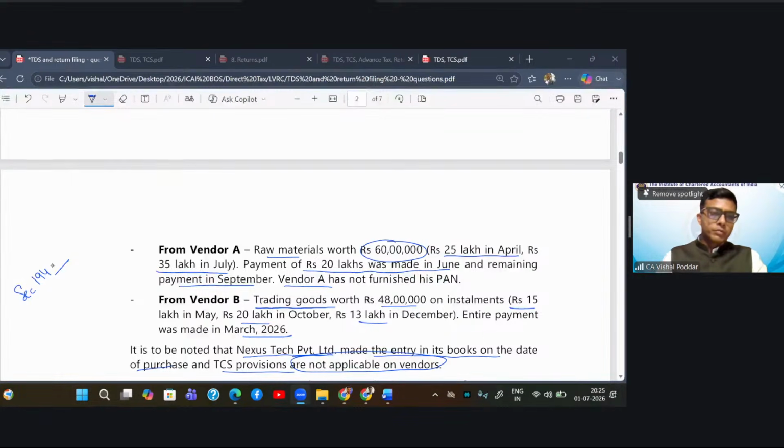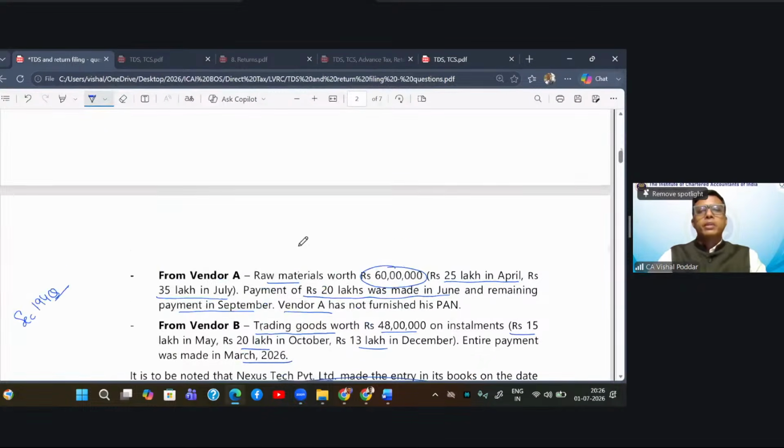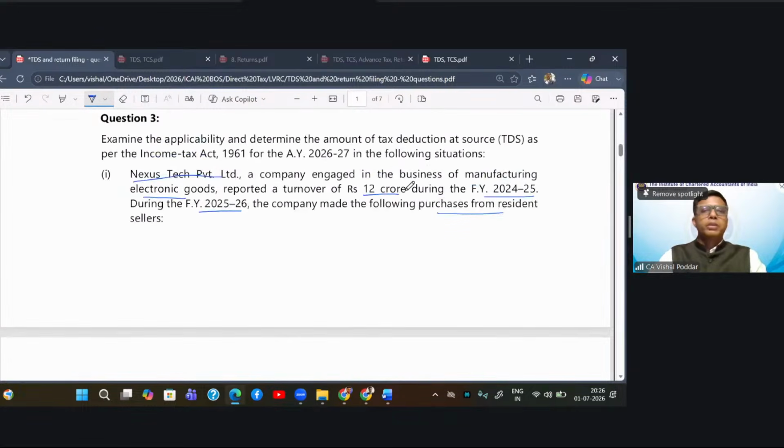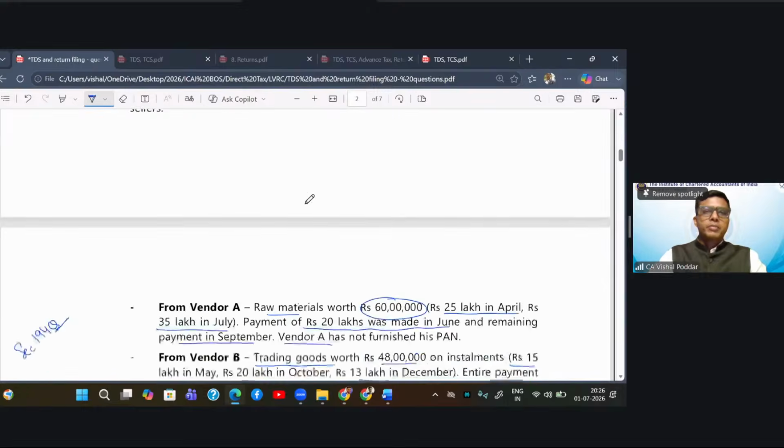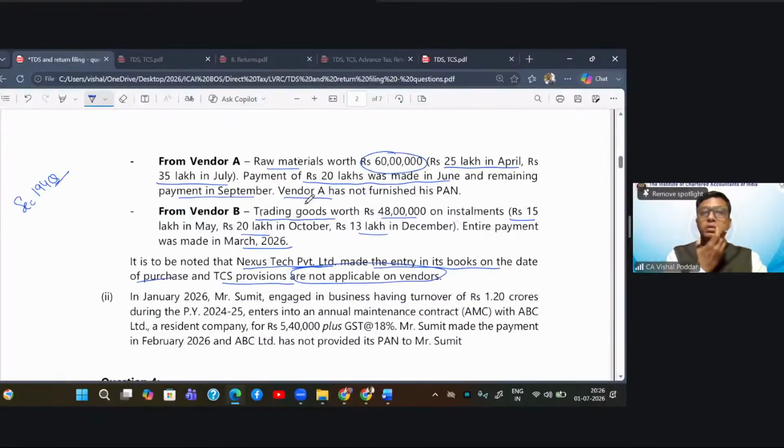So it is 194Q. Now for 194Q, the buyer's previous year turnover should exceed 10 crore, and it is given that the buyer's turnover is about 10 crore in the previous year. So Nexus Limited is liable to TDS. But now there are two vendors, two suppliers. For the first supplier, the amount is 60 lakhs. For the second supplier, the amount is 48 lakhs. So what should be done?